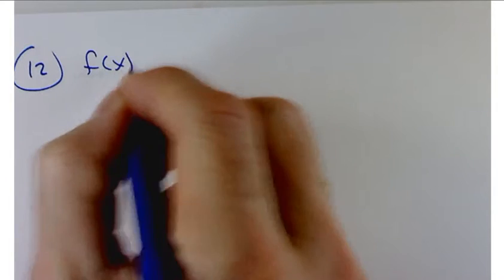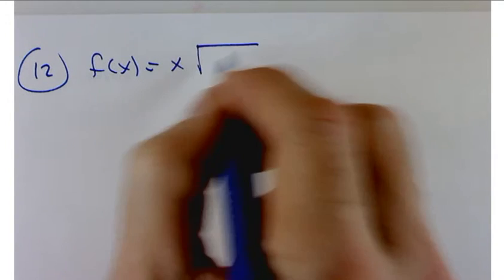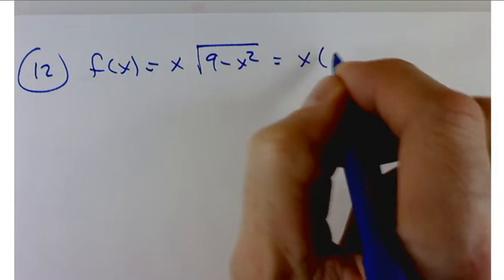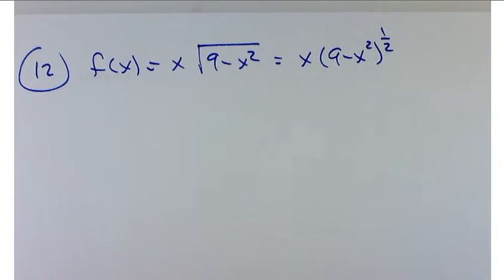f of x is x times the square root of 9 minus x squared. Of course, a lot of you might right away write that as 9 minus x squared to the 1/2 power. What's the first thing we should look at? The domain, right? So we want to know what values of x we can and cannot put into this function.